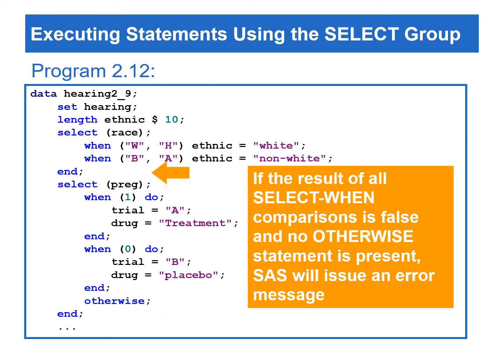Program 2.12 uses select groups to create a number of variables. The first select group creates the ethnic variable, by comparing the values from the race variable with two groups of values. If the values from the race variable equal either W or H, then ethnic will be assigned with white. If race equals B or A, then ethnic will be assigned with non-white. The otherwise statement is not utilized, which is not a recommended practice, because if the result of all select when comparisons is false, SAS will issue an error message.